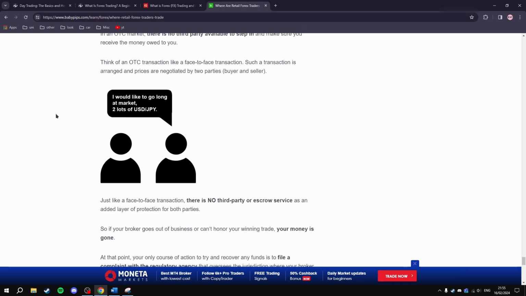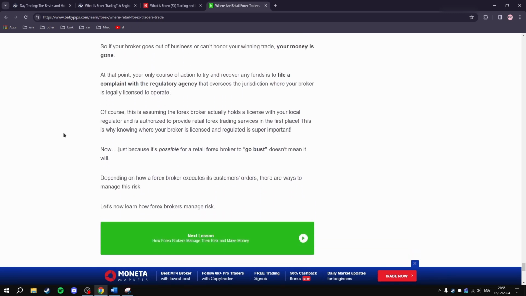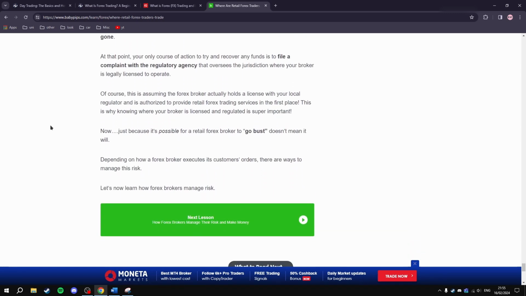Think of an OTC transaction like a face-to-face transaction. Such a transaction is arranged and prices are negotiated by two parties, buyer and seller. "I would like to go long at market 2 lots of USD JPY." Just like a face-to-face transaction, there is no third party or escrow service as an added layer of protection for both parties. So if your broker goes out of business or can't honour your winning trade, your money is gone. At that point, your only course of action is to try and recover any funds.